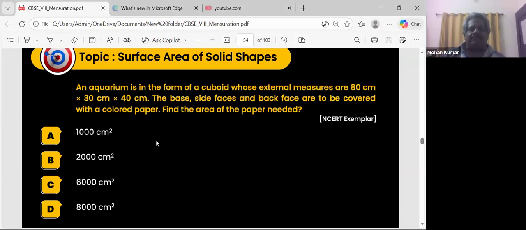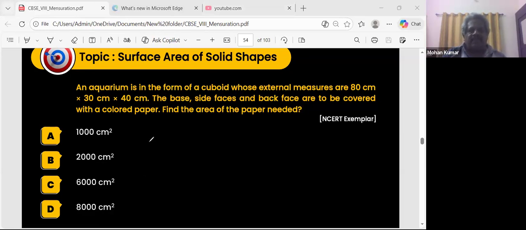An aquarium is in the form of a cuboid whose external measures are 80 into 30 into 40. The base, side faces, and back face are to be covered with color paper. Find the area of the paper needed. The base, the side faces, and the back face. So, it is in the form of a cuboid. External measures are 80, so let's take it in such a way. Everybody will do the question.